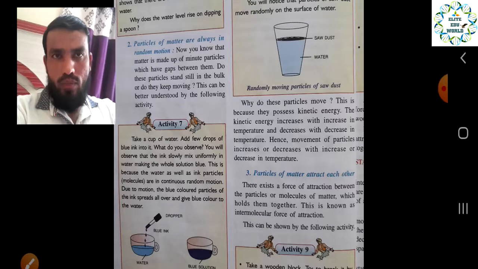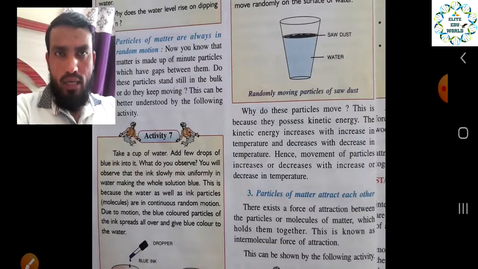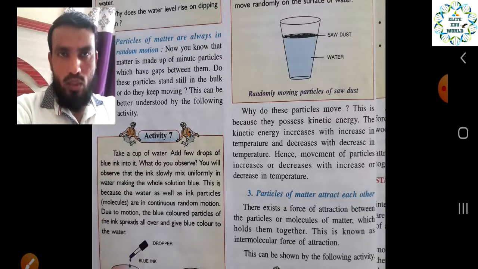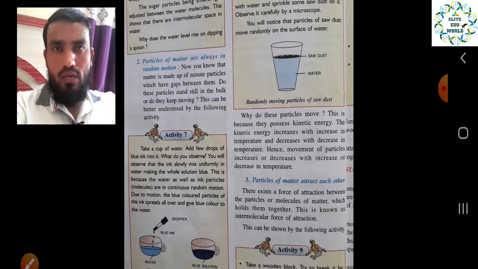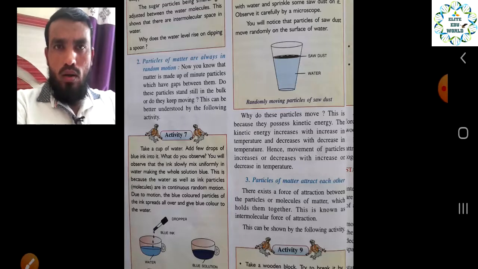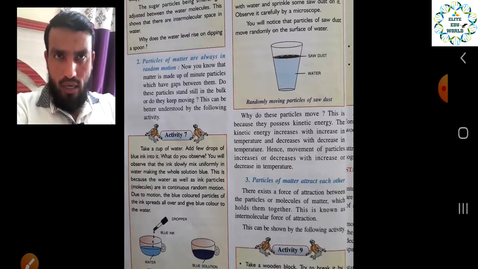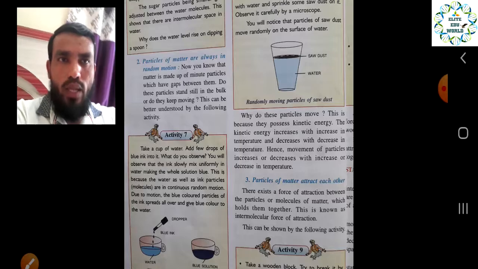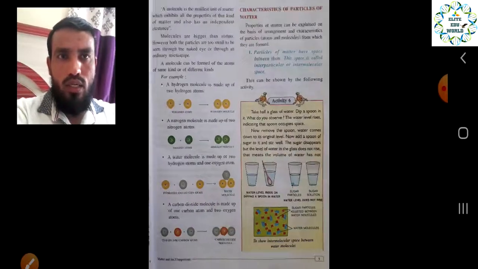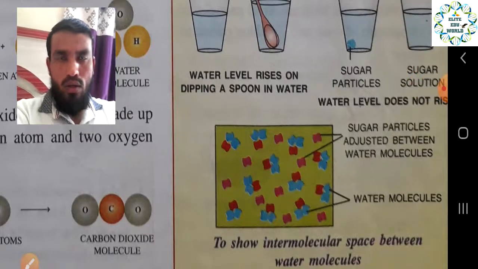liquid molecules. Now in the next point we will see that particles of matter are always in random motion. We have already told you that any matter is made of molecules or particles. So there is a space between any kind of matter, as we have understood. And one more thing I want to tell you: the model I have shown you is a model of a liquid, where there are spaces between the molecules of a liquid.